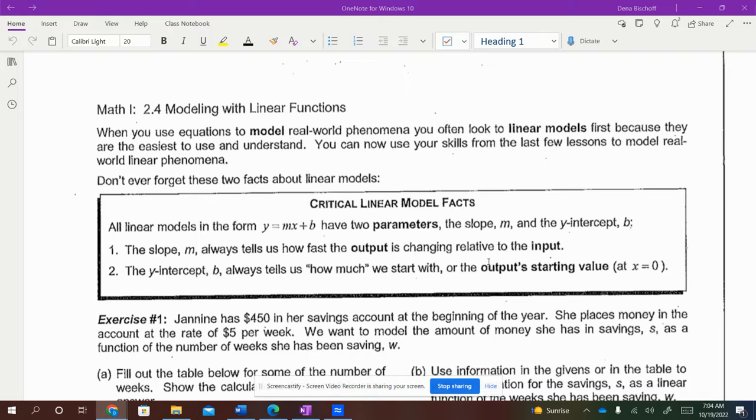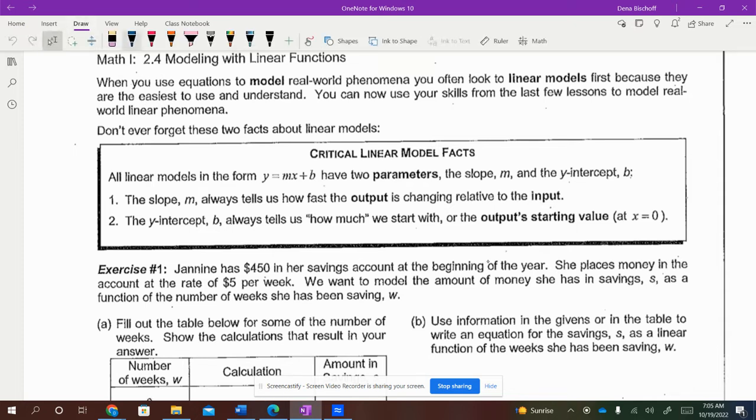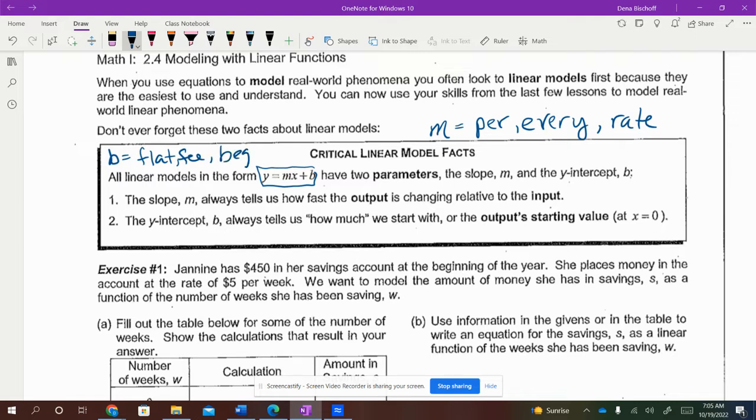So you know that when we write equations from word problems, we typically write our equations in the form y equals mx plus b. We always look for our slope. Remember, our slope in a word problem is often identified by the word per or every or rate. And b, the y-intercept, is identified by flat fee, or it might say beginning cost, something like that, okay?